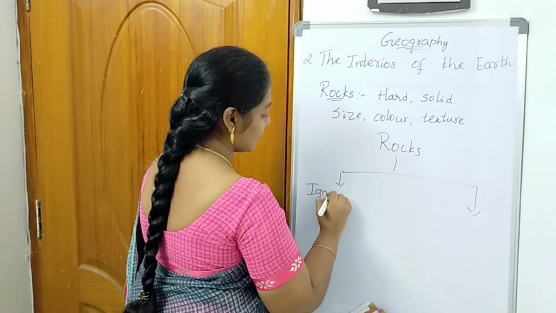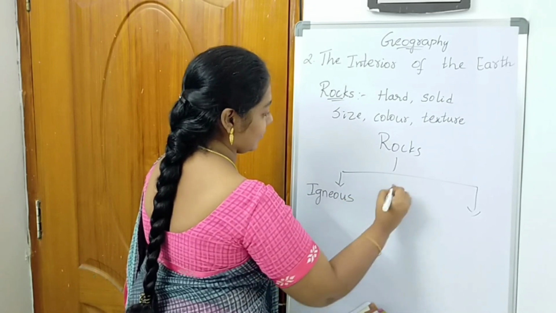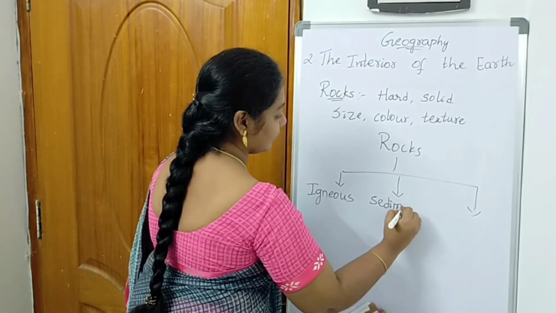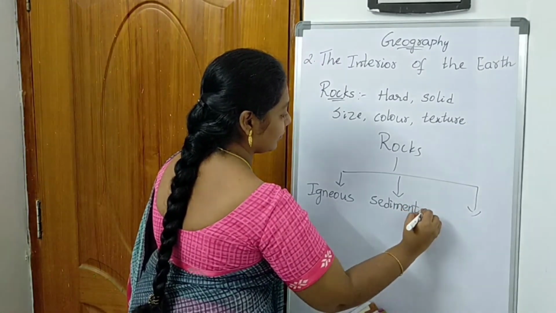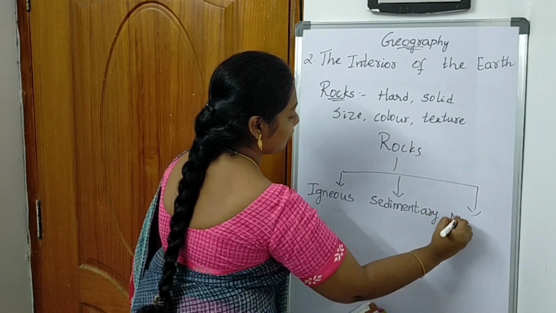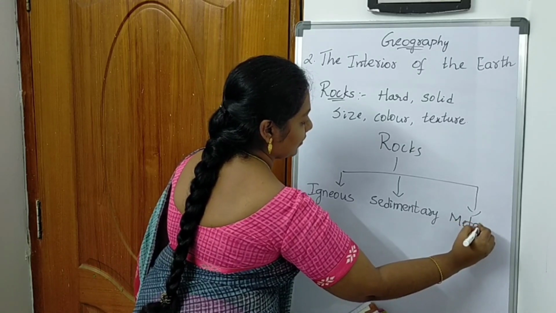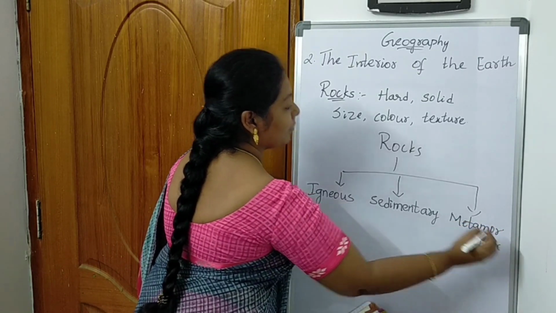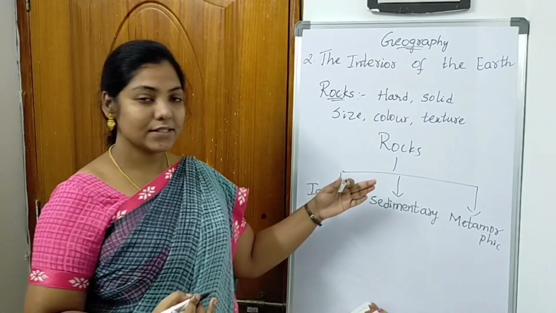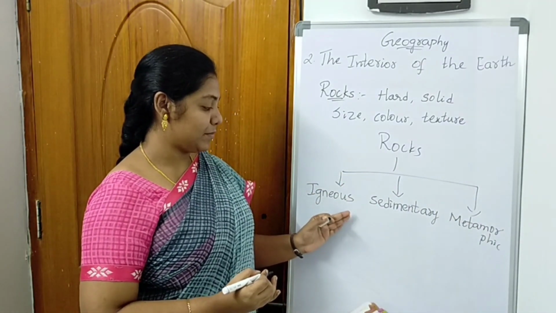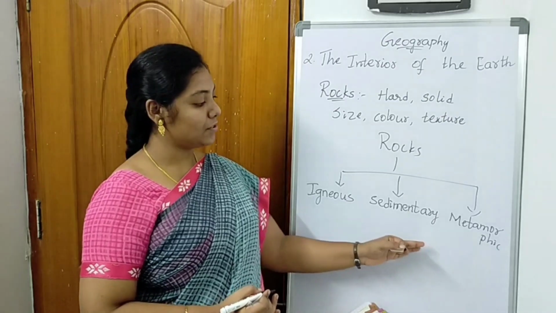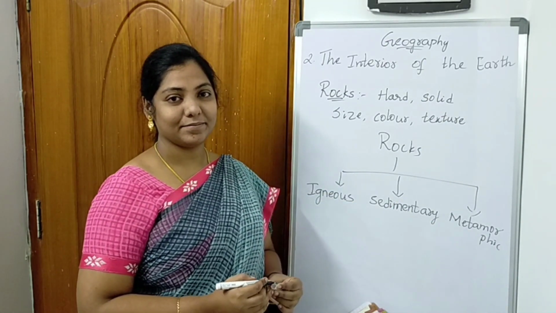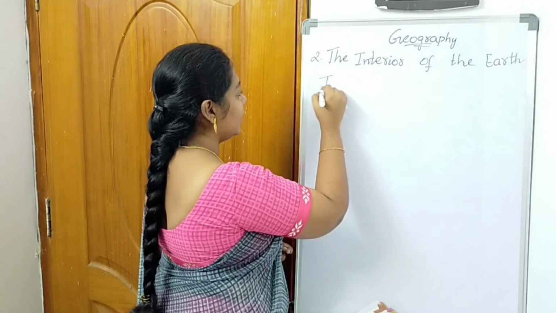Igneous rocks, sedimentary rocks, and metamorphic rocks. Depending upon the size, color and texture, the rocks are categorized into three types. They are igneous rocks, sedimentary rocks and metamorphic rocks. Let us learn everything in detail. Igneous rocks.